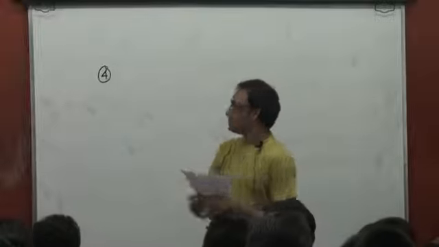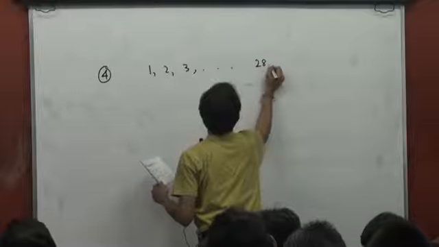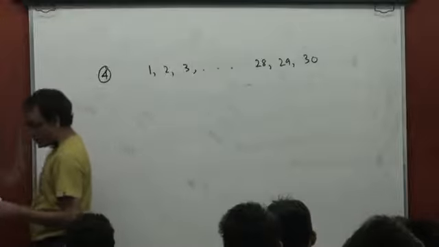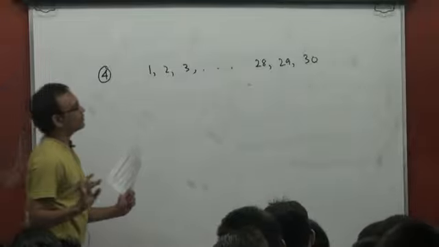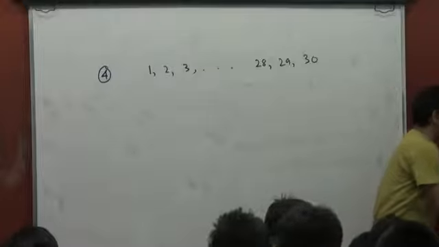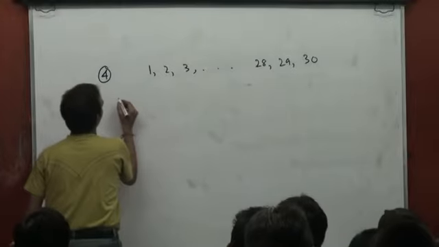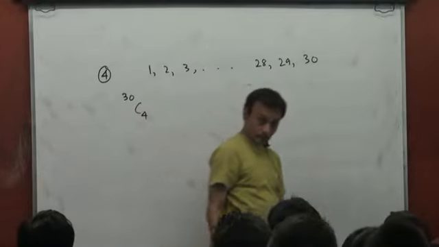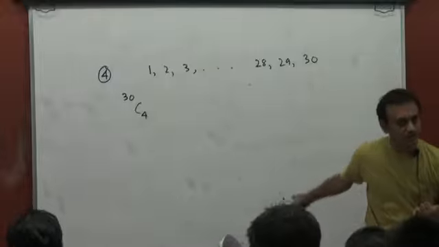Now, number of ways of selecting 4 numbers from 1 to 30, so as to exclude every selection of 4 consecutive elements. First of all, in how many ways can I select 4 elements? 30C4. 30C4 are the number of ways in which I can select 4 numbers from these 30.